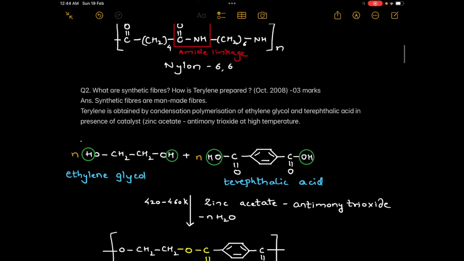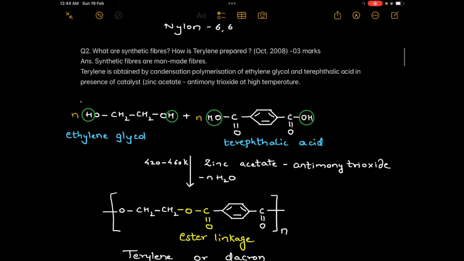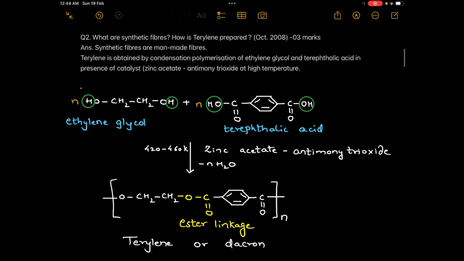What are synthetic fibers? How is terylene prepared? Now this is a 3-mark question in which the first part is synthetic fibers. So simply the answer is synthetic fibers are man-made fibers. Here you score 1 mark. How is terylene prepared? Now when the question is having how, that means we have to write down the statement.